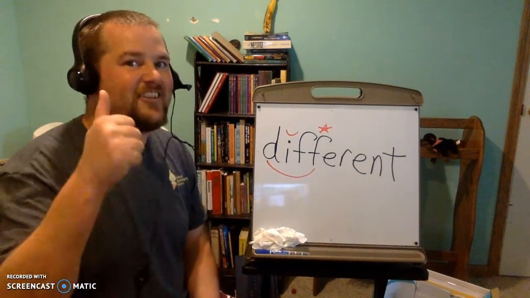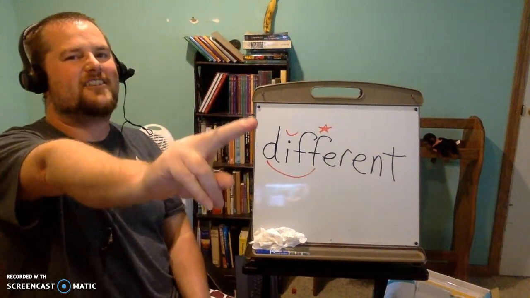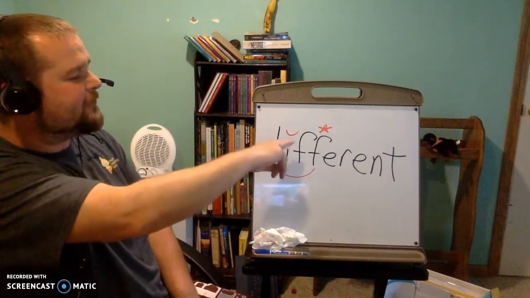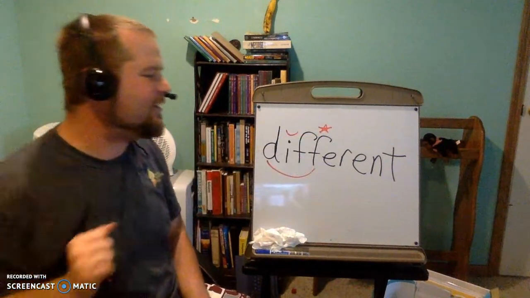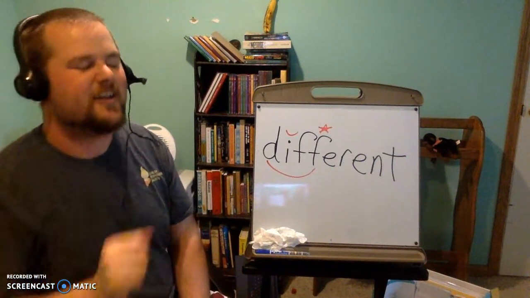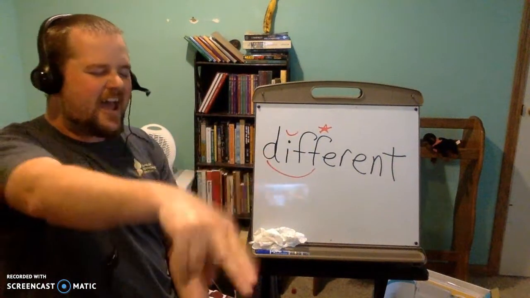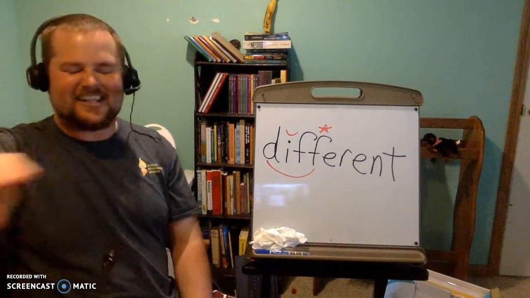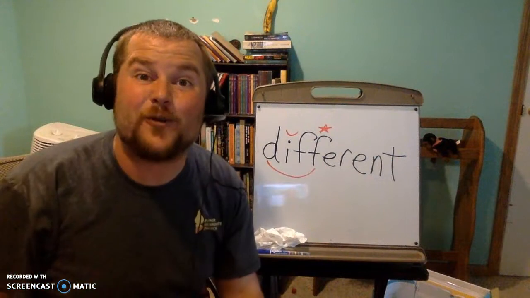Okay, let's skywrite. Straight arm, 2 fingers, and spell different. D-I-F-F-E-R-E-N-T. Different. Close your eyes. Ready? Go. D-I-F-F-E-R-E-N-T. Different.